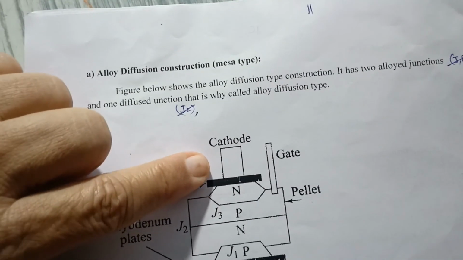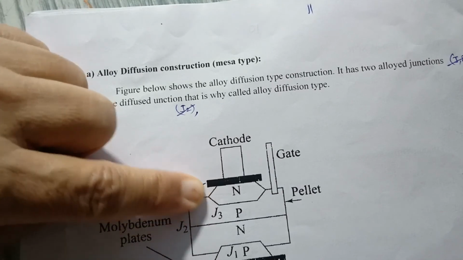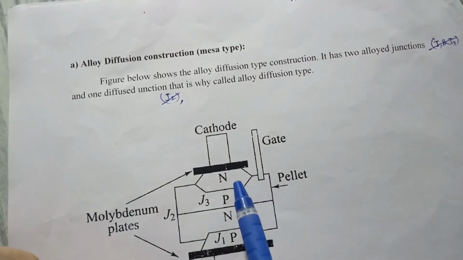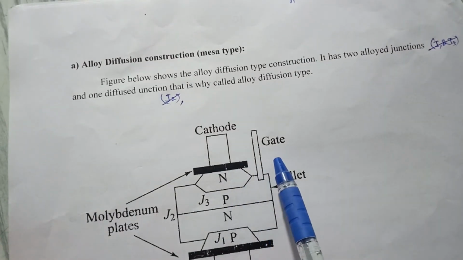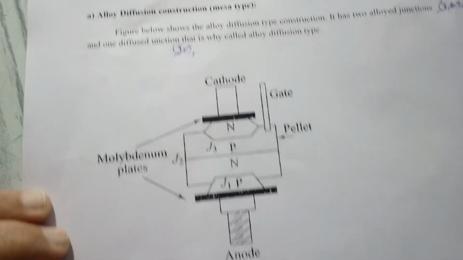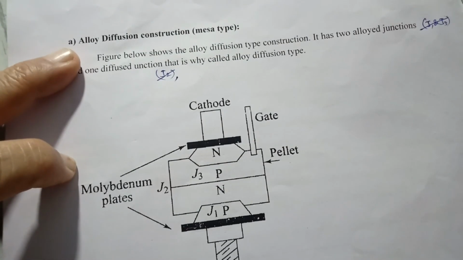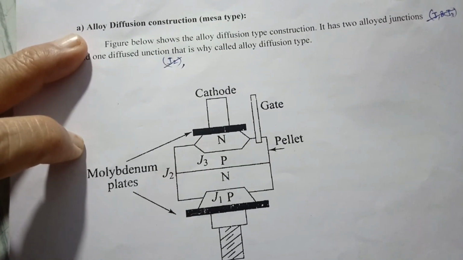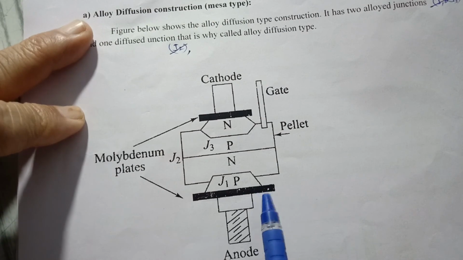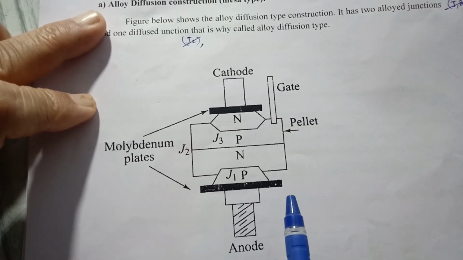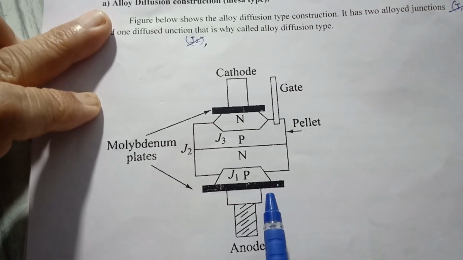Then another connecting rod is connected to this cathode plate, and then one small aluminum wire is connected to the P region close to the cathode, that works as a gate. So this is the construction of alloy diffusion type SCR. And remember that this type of construction is used for high power handling. Hundreds and thousands of amperes of current can be handled by such construction.